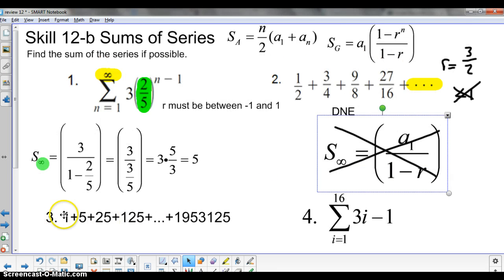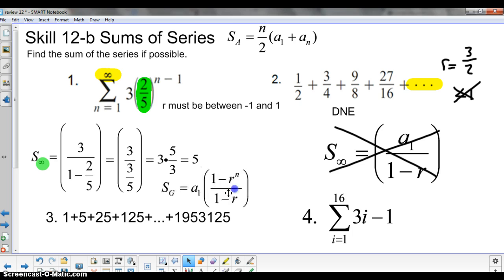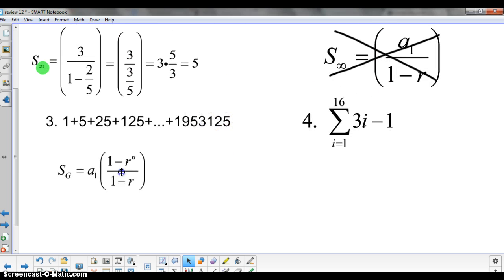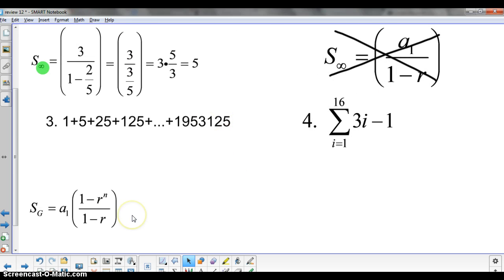Number 3, this is a geometric pattern. We're multiplying by 5 each time. 1 times 5 is 5, 5 times 5 is 25, and so on. And so I'm going to pull my geometric pattern down here. The trouble with this one is I've got a couple of things identified. My first term is 1. All right, so that's not going to be a bad thing to deal with.